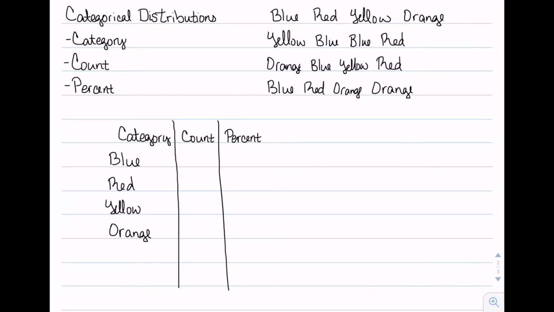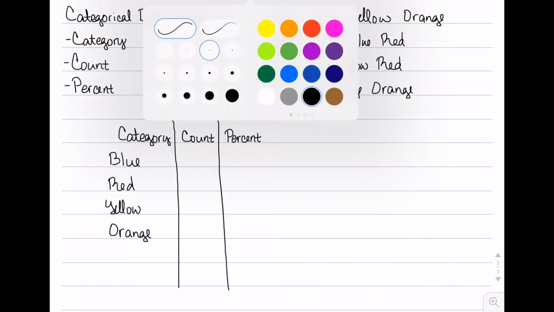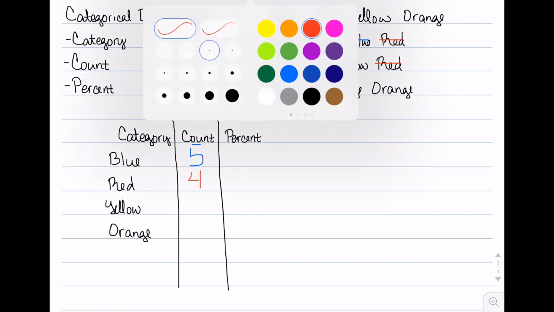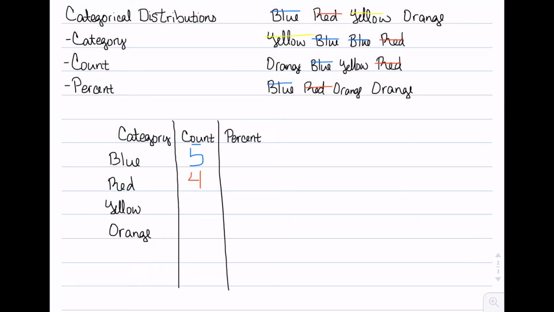Now that we have all of our categories listed out, we're going to deal with the count. And the count just counts out how many times that thing is listed. So let's start with blue. And we'll go ahead and move over to a blue pen. So we have 1, 2, 3, 4, 5 blues. For red, we can see 1, 2, 3, 4 reds. For yellow, we have 1, 2, 3 yellows. And for orange, we have 1, 2, 3, 4 oranges.